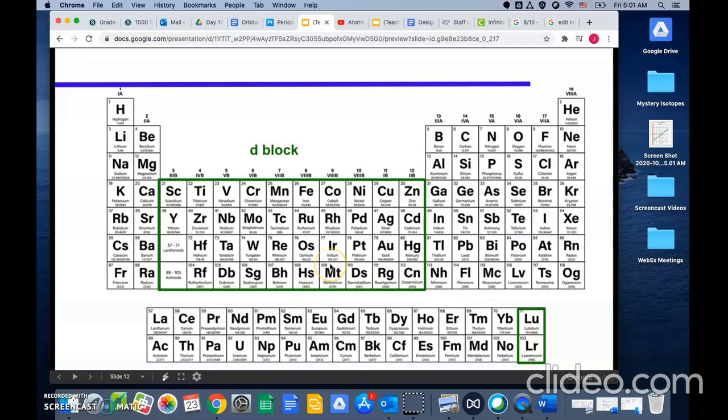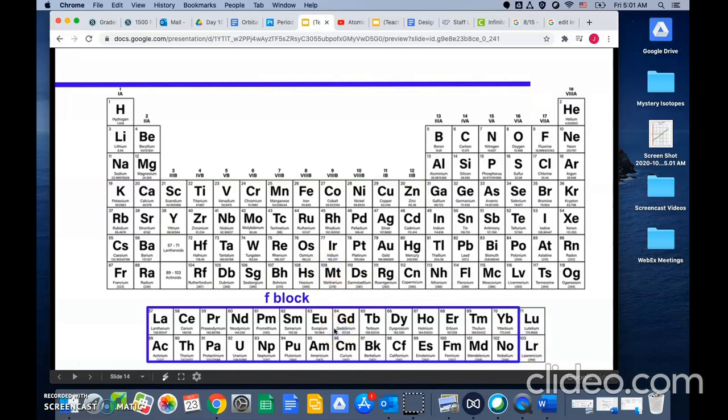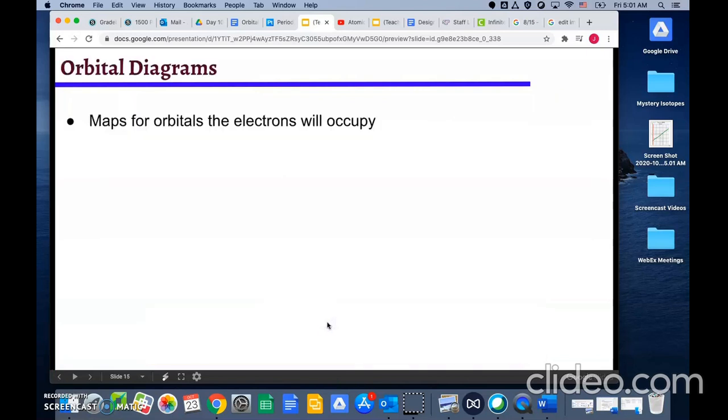And then there's also an f block. That's going to be these ones down here. You can Google it if you want to see what the f block looks like. To be honest, it really doesn't matter because you're not going to do any chemistry with these ones down here anyways. How do I know that? Well, let me put it to you this way. I went through five years of undergraduate in college, and I never did any chemistry with any of these. So I very much doubt that you're going to do any chemistry with them in high school. Okay, so orbital diagrams.